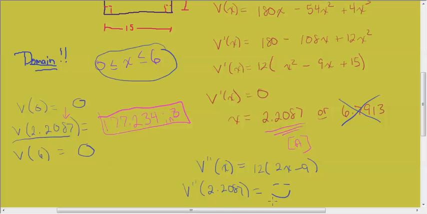Well, if v double prime is negative, therefore we have a maximum. So we've confirmed with our endpoints and the volume to show that this is the maximum volume. We've also confirmed using the second derivative test that this gives you a maximum volume. Okay, happy thing.